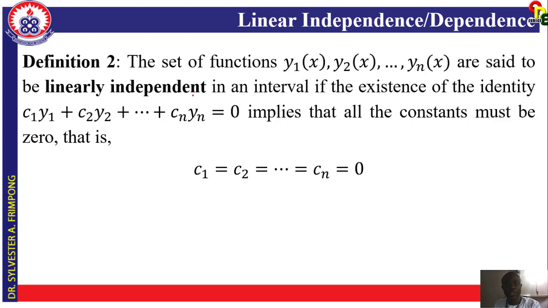The second definition has to do with linear independence. It says that y1, y2 up to yn are said to be linearly independent in the given interval if the existence of this identity, that is a linear combination equal to 0, implies that all the c's must be 0. In other words, for this whole function to be 0, c1, c2 up to cn must all be 0. Otherwise, it can never be 0. If something like that happens, then we say that the functions are linearly independent.